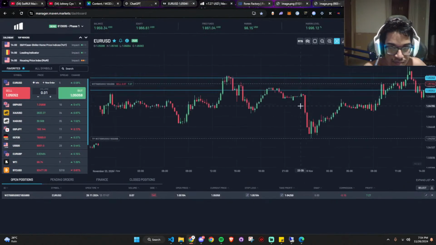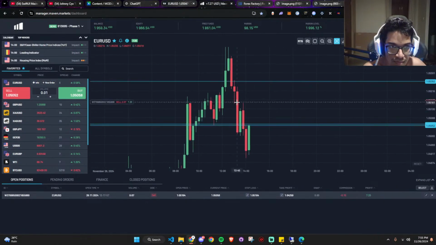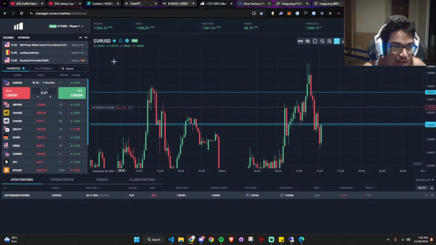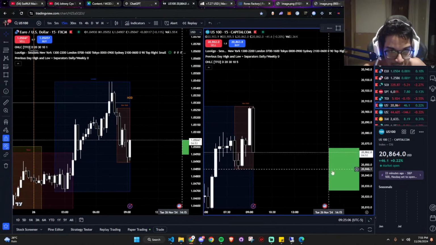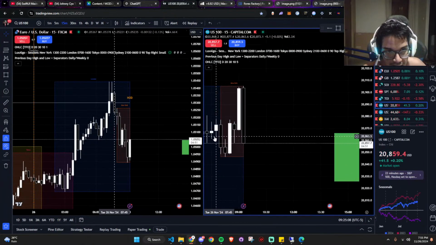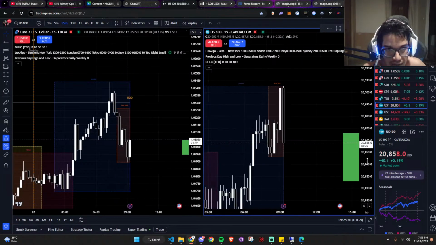Inverse this fair value gap. Yep. I'll hold this. I'm just gonna observe NQ. Okay, it seems like it's inducing as much. Yeah, it's inducing.